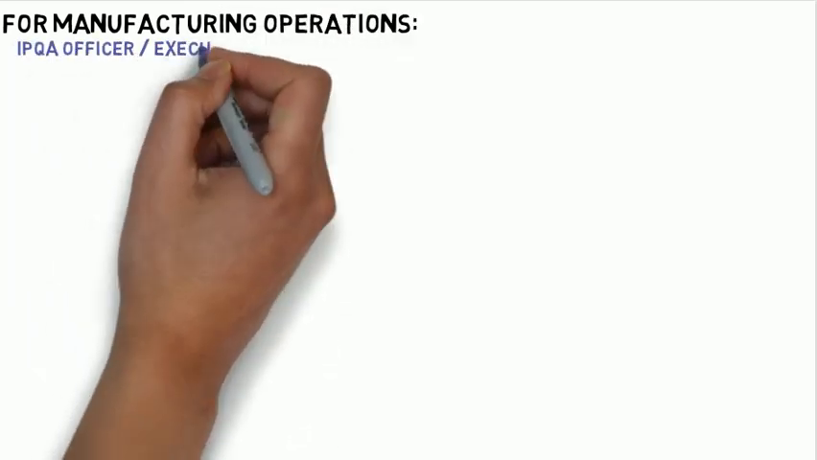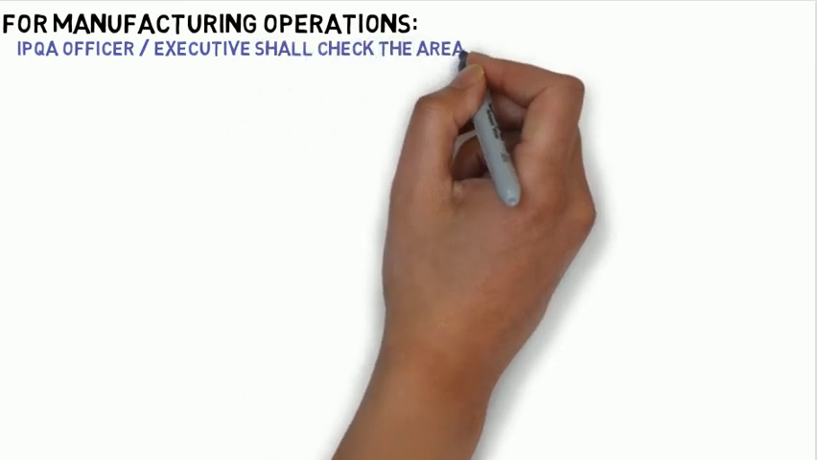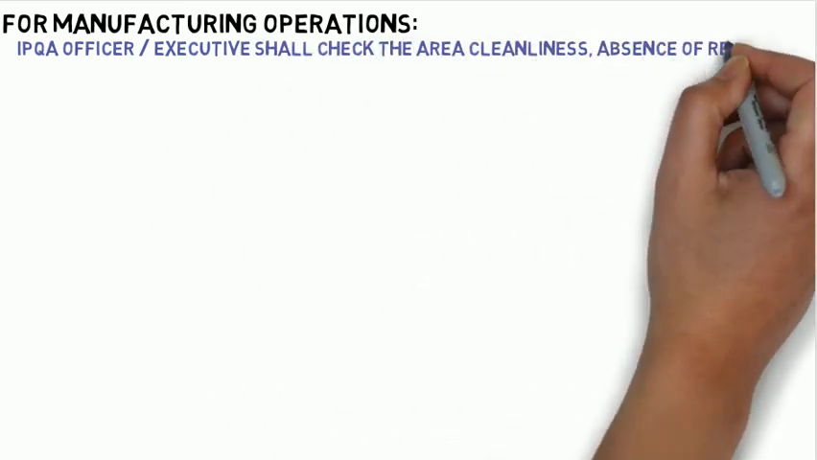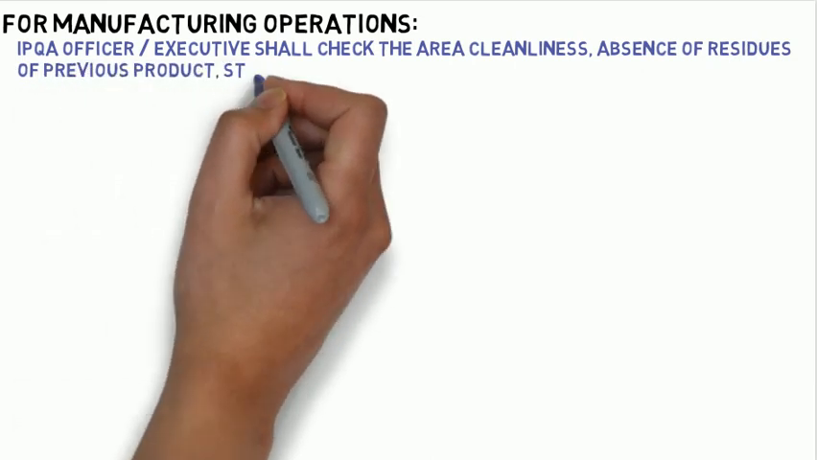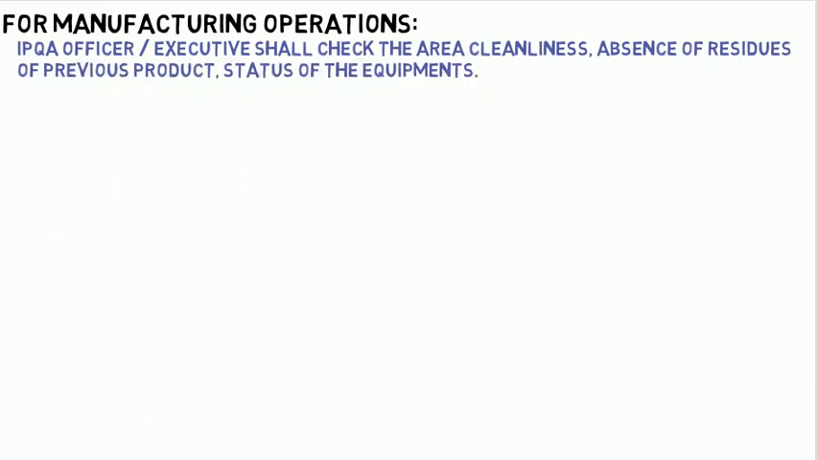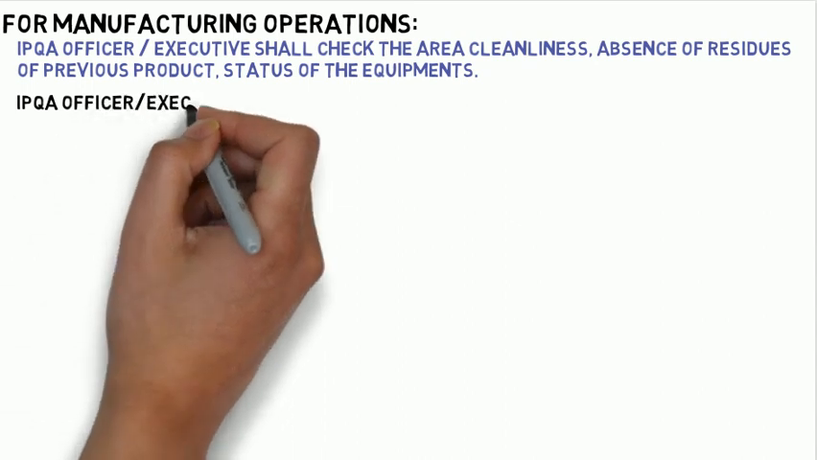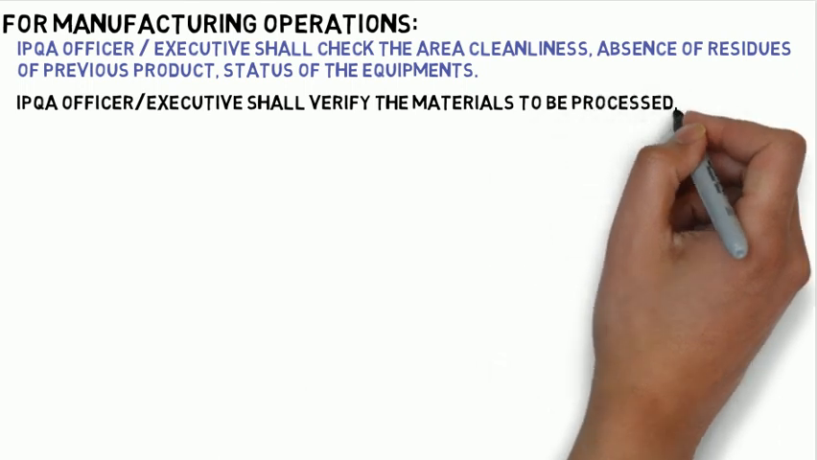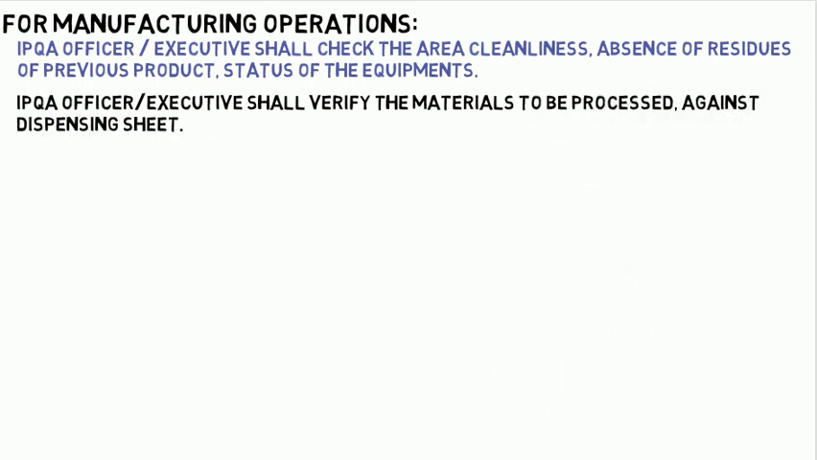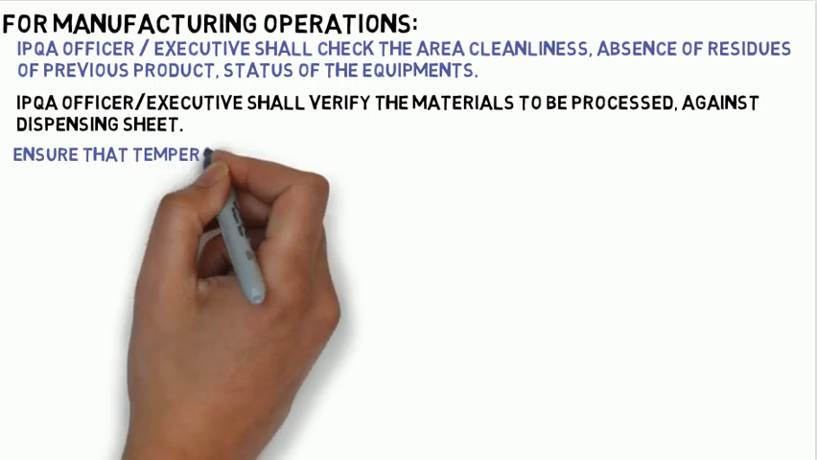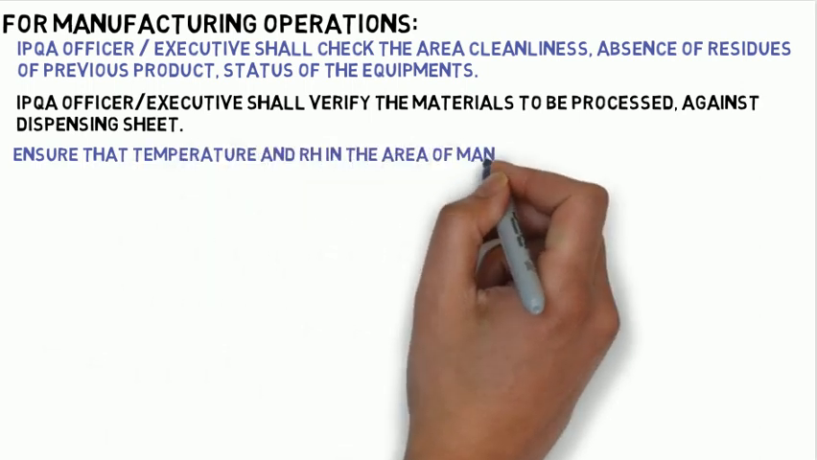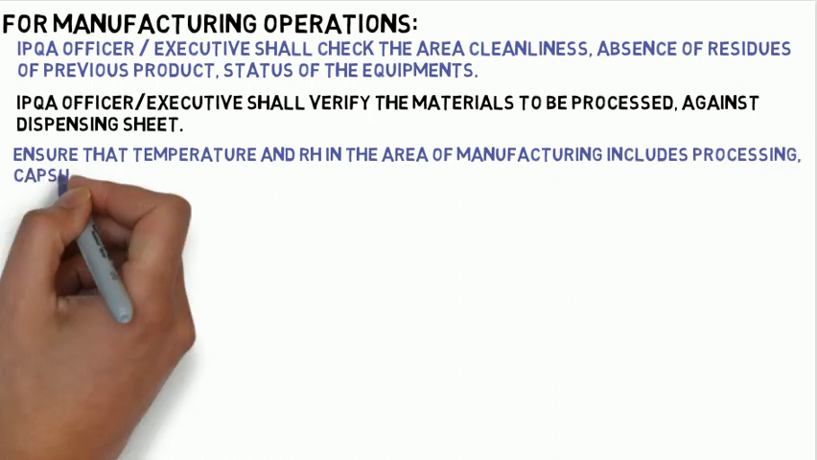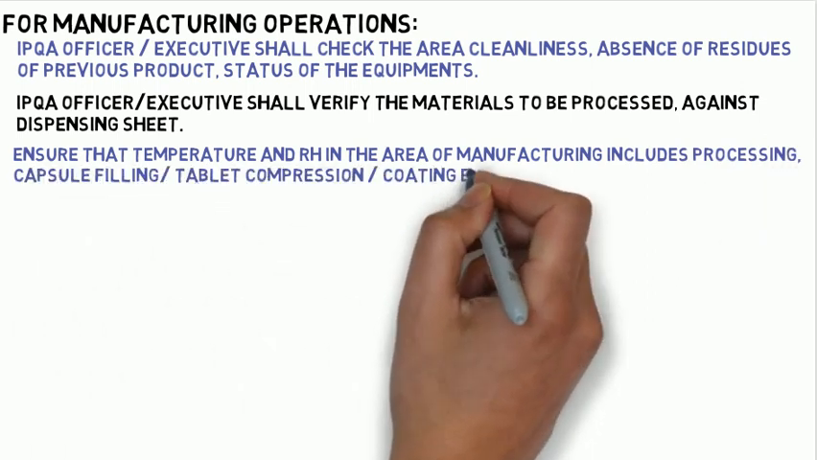Line clearance activity for manufacturing operations. Step 1. IPQA officer or executive shall check the area cleanliness, absence of residues of previous product, status of the equipments. Step 2. IPQA officer or executive shall verify the materials to be processed against dispensing sheet. Step 3. Ensure that temperature and relative humidity in the area of manufacturing, including processing, capsule filling/tablet compression or coating etc., are within the specified limits.